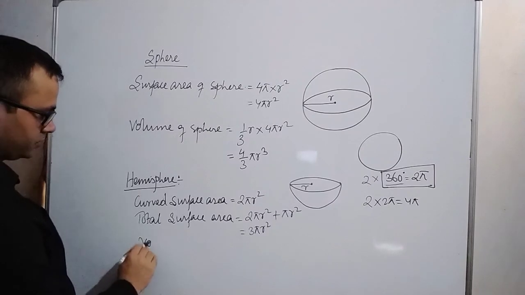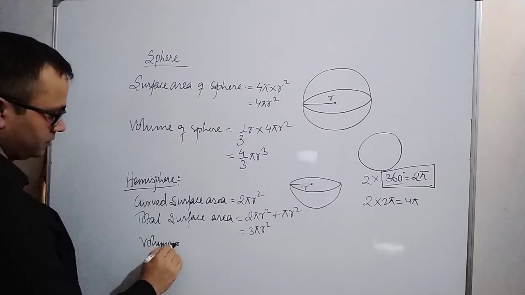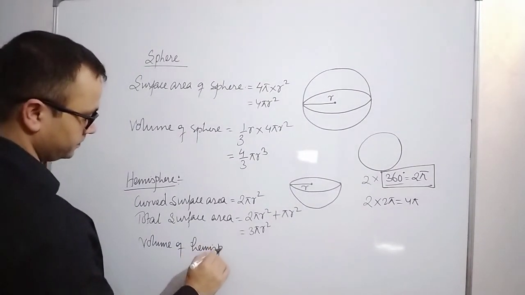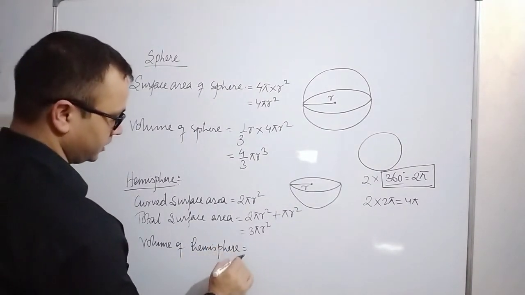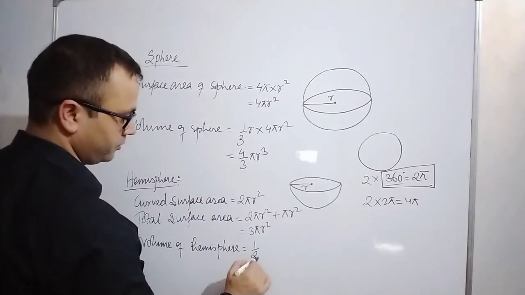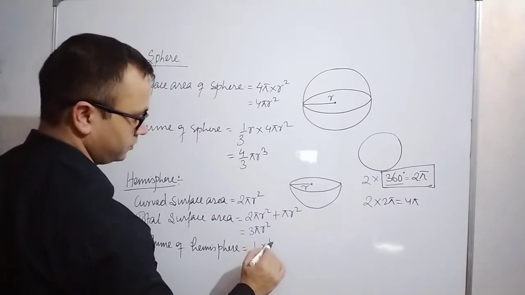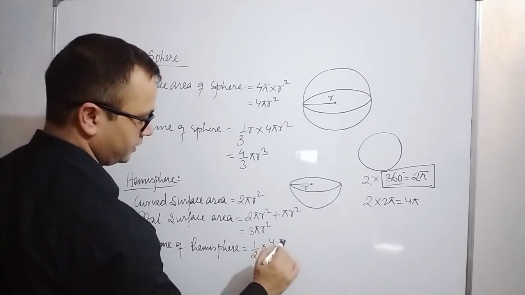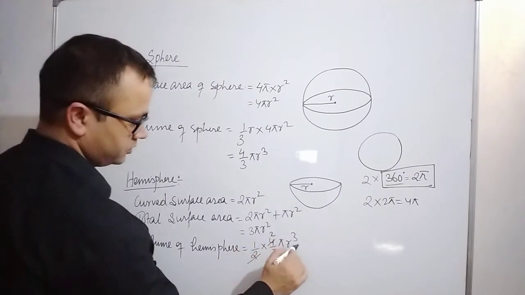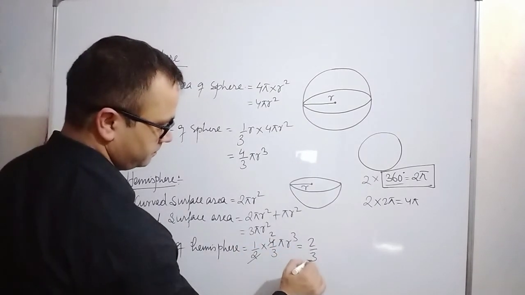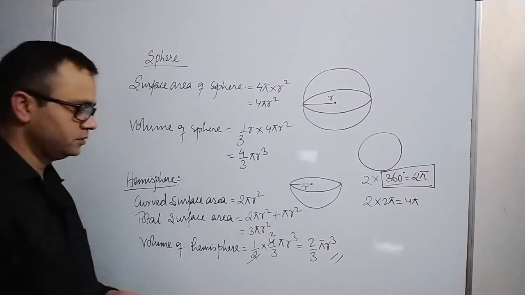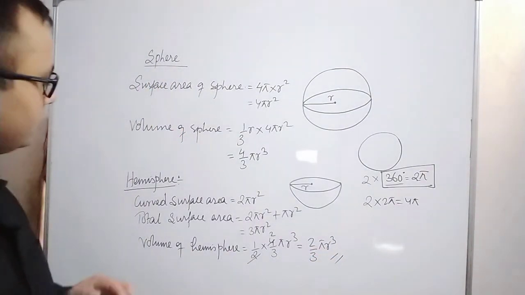Now last one is volume. Volume of hemisphere equals to the half of the volume of sphere. So we will multiply with half, 4 by 3 pi r cube. Now we can cut this to 2 1 2 2 2 4. So this equals to 2 by 3 pi r cube. So these are the formulas of surface areas and volumes.